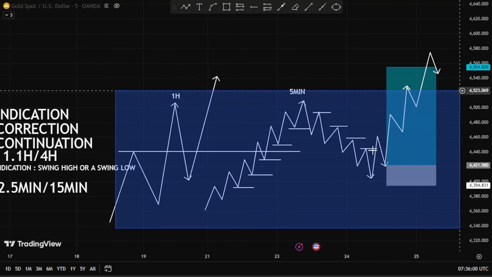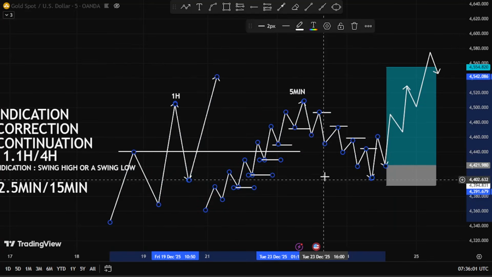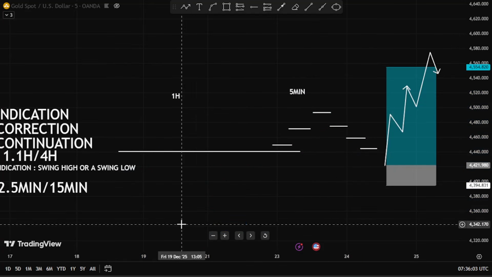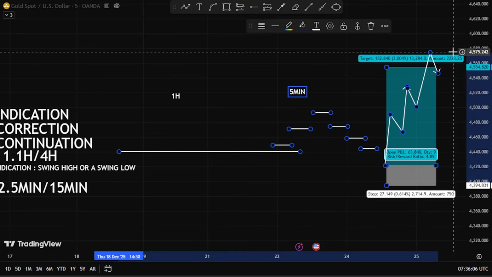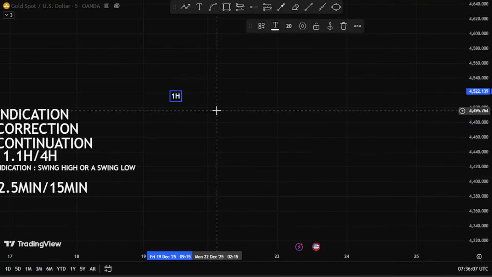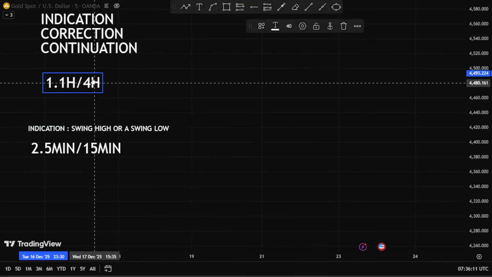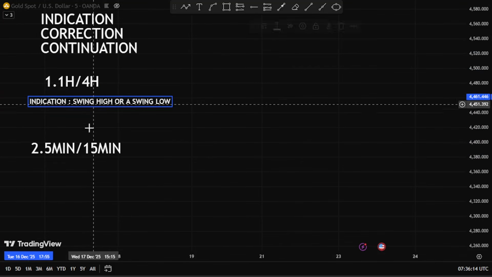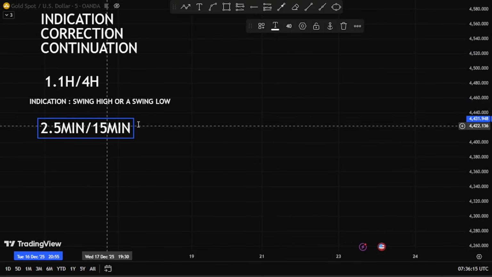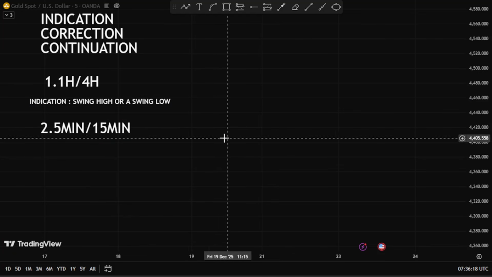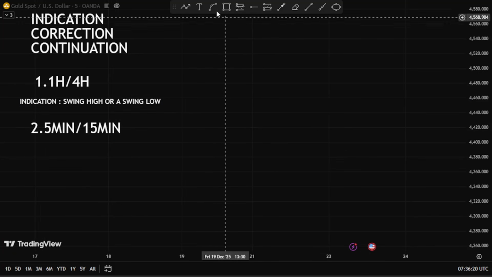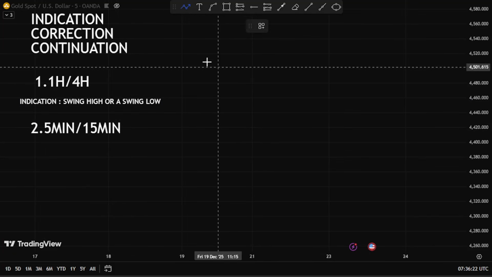So this is the example for uptrends. Okay, so now let's apply the same thing for downtrends. Let me clear this for you so that you can see. So indication, correction, continuation. Remember, indication always comes from when price breaks a swing high or a swing low. So now let's say we are moving in a downtrend. Price is moving in a downtrend.